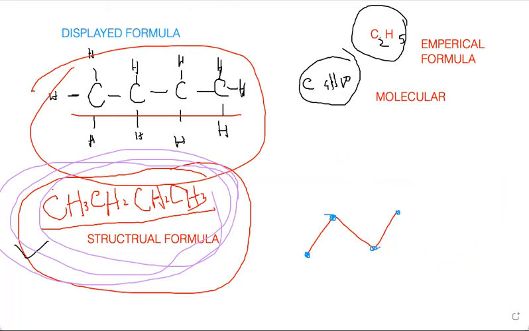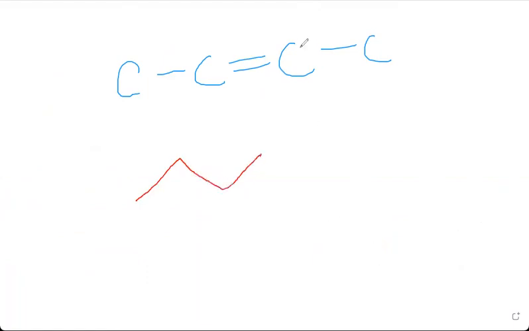Yes, it's clear. Let me show you one more example. For example, you have 1 carbon, 2 carbon, 3 carbon, 4 carbon, and there is a double bond. Now I'm not going to show any hydrogen. Now see, 1 carbon, 2, 3, 4. This is butene, but you can see there is a double bond between these 2 carbons.